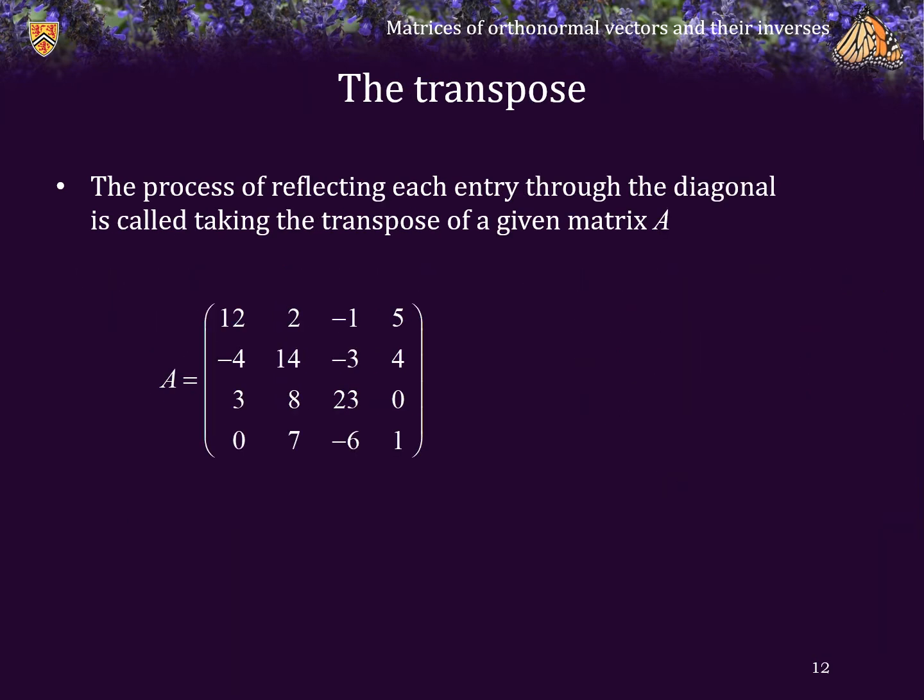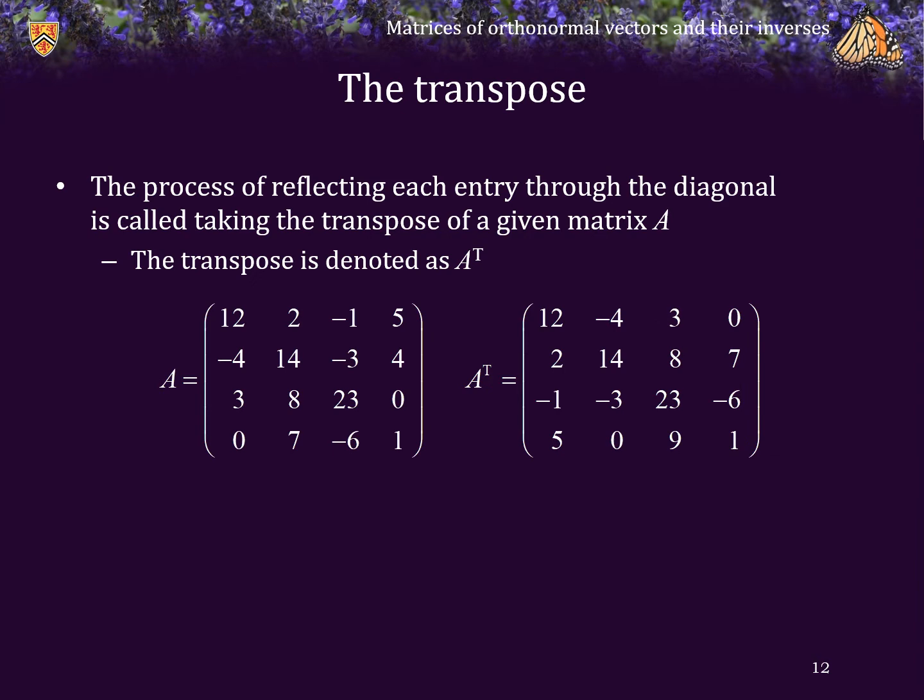So the process of reflecting each entry in a matrix through the diagonal is actually a process that is called taking the transpose of a given matrix. And if the matrix is A, the transpose is represented by A superscript T.